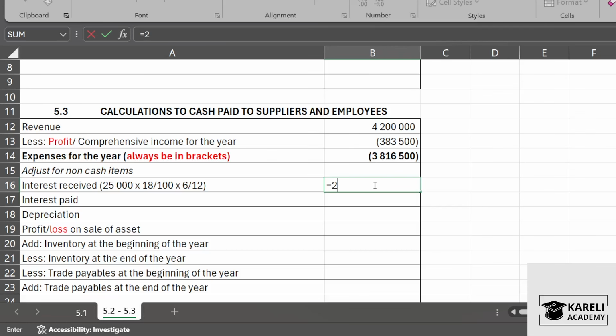Equals to 25,000 multiplied by 18 over 100 multiplied by 6 over 12. Now the amount we get will be 2,250.